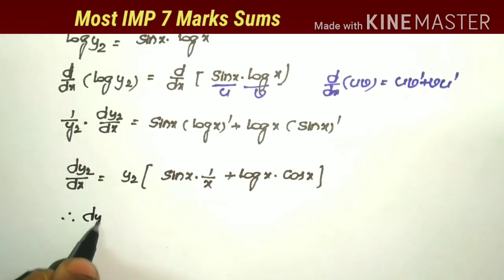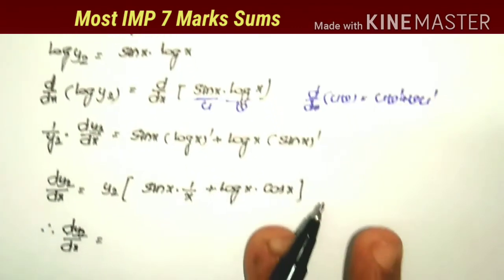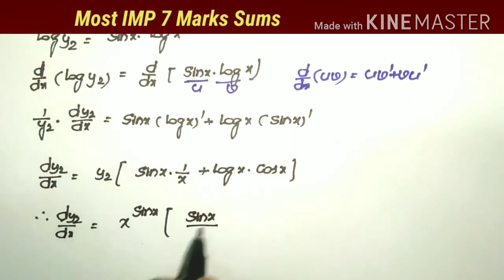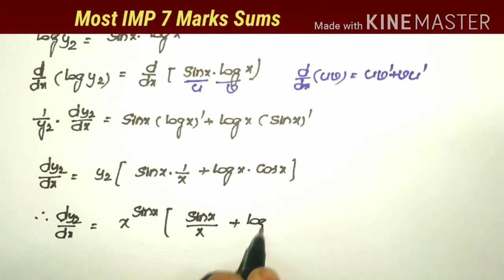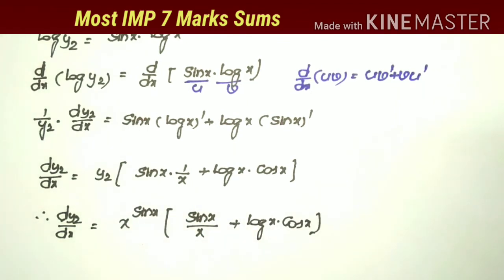Therefore, the value of dy2 by dx is equal to, what is the y2 value? Here I took that y2 is equal to x power sin x. Now substituting that value, x power sin x into, this answer is sin x into 1, sin x by x plus log x into cos x. So this is the value of dy2 by dx.